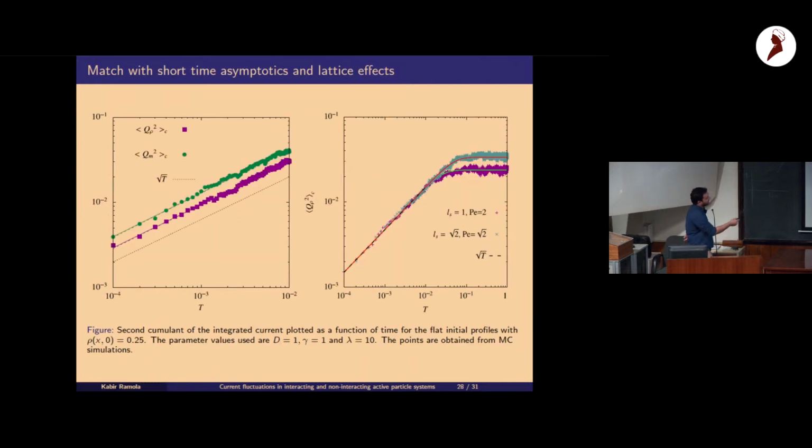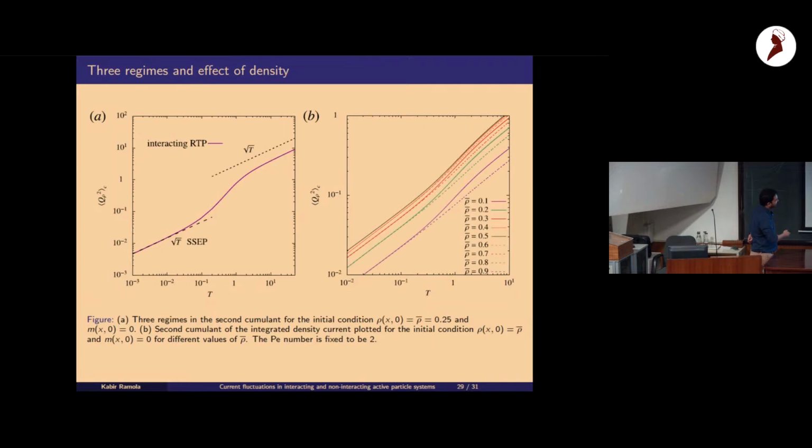So this is the match with the short time asymptotics, when we look at the current fluctuations for very, very short times. Unfortunately, in this lattice model, we weren't able to go to very large times. At very short times there is a square root t behavior, and we would see some increasing fluctuations, but we were not able to see them because of lattice effects, the finite size of the lattice. But here is the theoretical prediction.